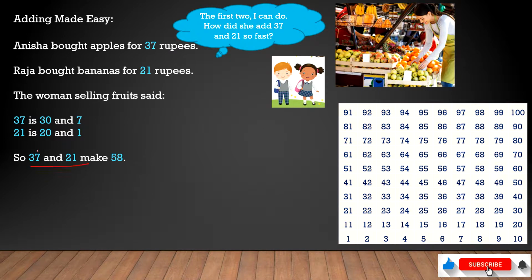Now we'll try to add 21 to 37. So here is our 37, we want to add 21. So we'll add 10, 20 and we will move one step right. So this is plus 1, to 57. So that's how we added 21 to 37 and we'll get 58. So let's see a few more examples.